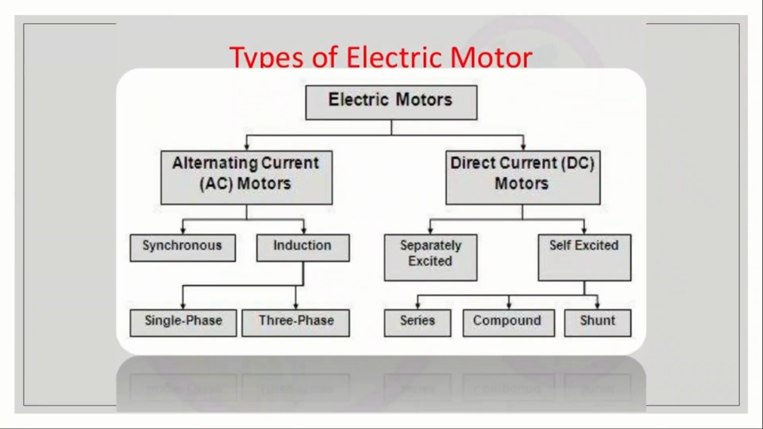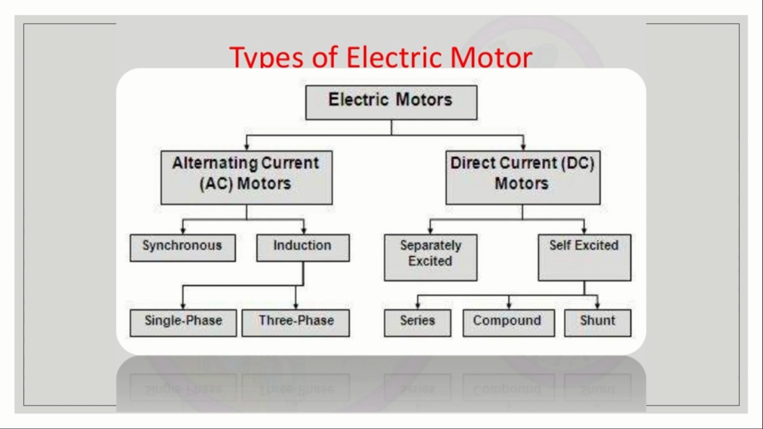There are few types of electric motors. Electric motors are mainly classified into two types. One is AC motors and the other is DC motors. AC motors means alternating current motors and DC motors means direct current motors. AC motors are further classified into two, that is synchronous and induction. Induction is further classified as single phase and three phase.